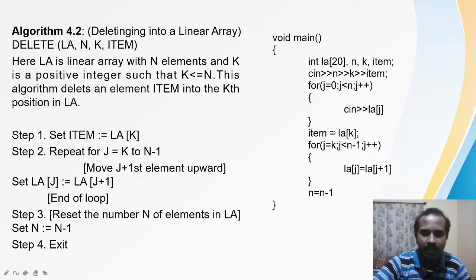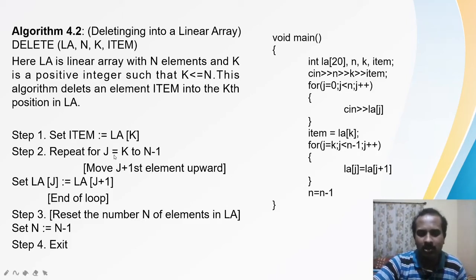Again, deleting of the element. Again I have done the initialization part here, where I have the elements in the array and I am initializing n, k and item. Now let us directly come to the algorithm here. Item is equal to LA of k. That is, k is the position which I want to delete. So I am deleting that, and I am filling LA of k into item.